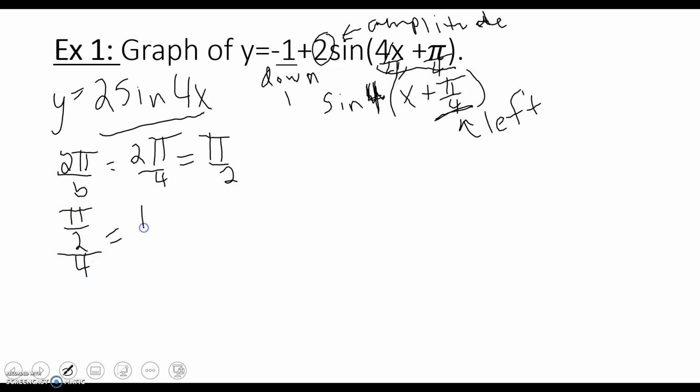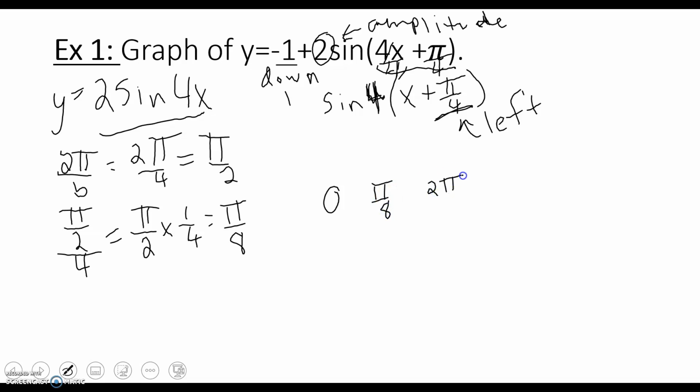Remember, when you divide fractions, you multiply: keep, change, flip. So you multiply by the reciprocal, and that gives you pi over 8. So now our new points will be 0. And remember, you add pi over 8 each time because that's telling you the length of each of those intervals.